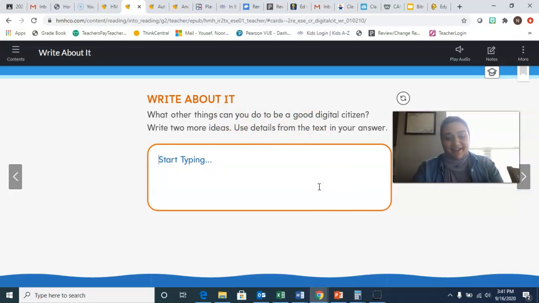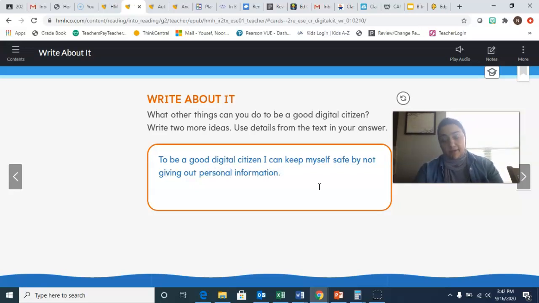So complete sentences, okay? To be a good digital citizen, I can keep myself safe by not giving out personal information, right? Don't ever give anybody online personal information, not unless you know them, like your mom, your dad, your teacher, your uncle, your aunt, your family, okay? But other than that, don't ever give any stranger your personal information, okay?